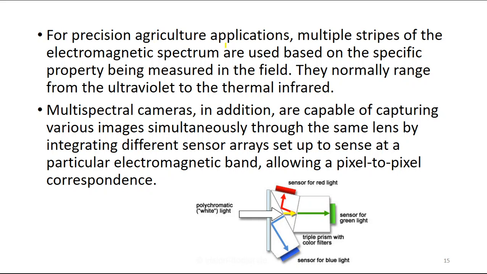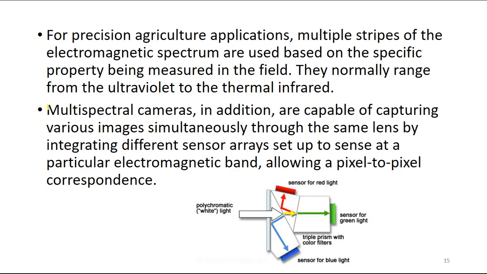For precision agriculture applications, multiple stripes of the electromagnetic spectrum are used based on the specific property being measured in the field. They normally range from the ultraviolet to the thermal infrared. Multispectral cameras, in addition, are capable of capturing various images simultaneously through the same lens by integrating different sensor arrays set up to sense at a particular electromagnetic band, allowing a pixel-to-pixel correspondence.